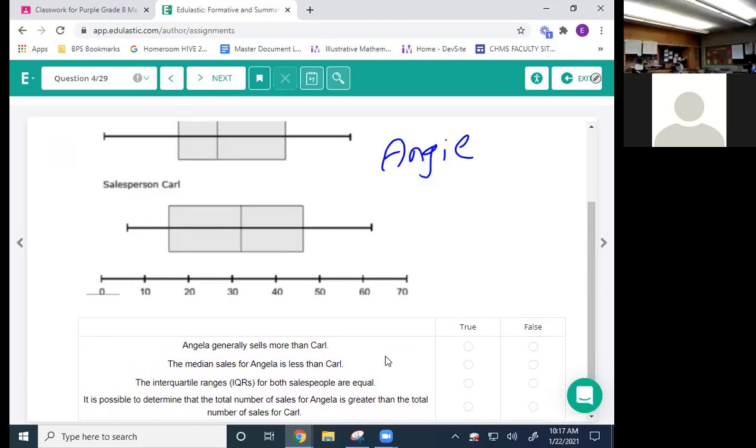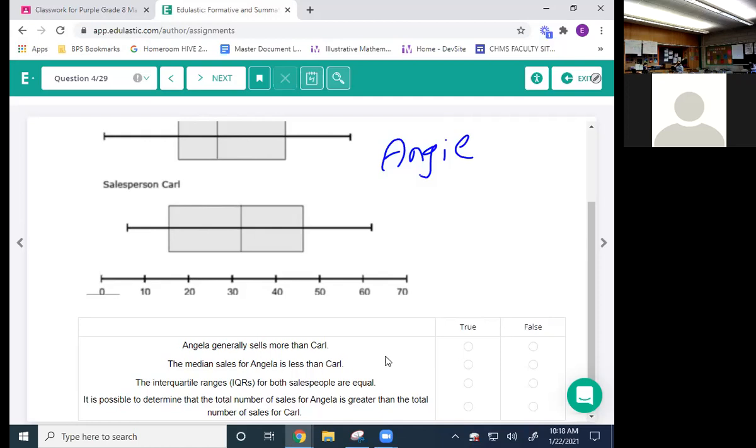If we look at this first statement, it says Angie sells more cars than Carl. What do we think? Looking at this box and whiskers, it says generally. So usually when it uses that word generally, we're looking at that interquartile range. Max, what do you think? I said false. Why? Because if you look at Angela's interquartile range and her median, you can see that her median is less than Carl's median, and her interquartile range is also smaller than Carl's.